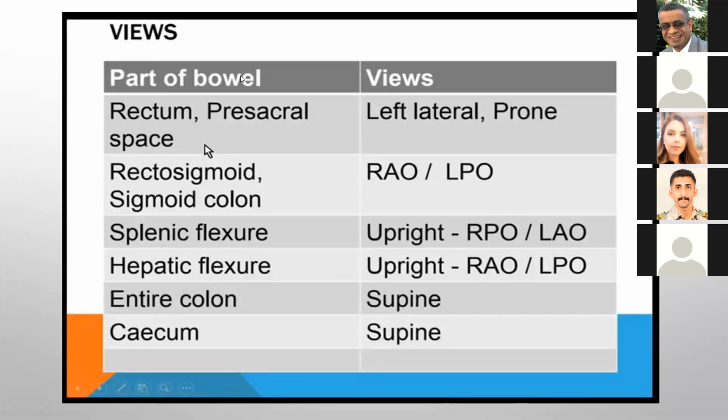This is a view of the barium enema. Parts of the bowel: the rectum and the pre-sacral space are viewed in the left lateral and prone positions. The rectosigmoid and sigmoid colon are seen on the right anterior oblique, the splenic flexure on the left anterior oblique, the hepatic flexure on the right anterior oblique, and the entire colon and the cecum are seen on the supine view.